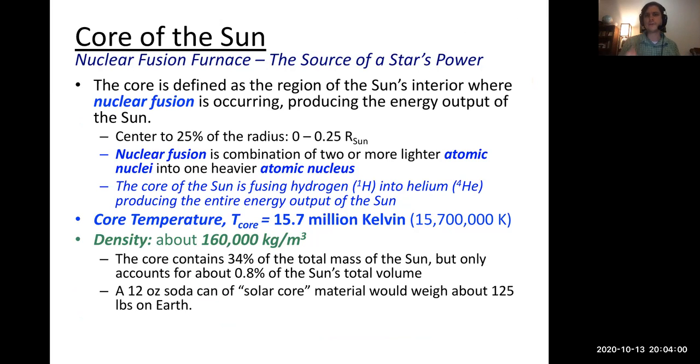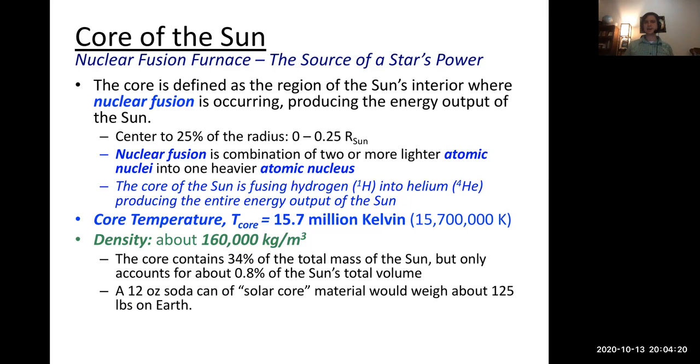So the core of the sun, the very central regions of the sun. And the way we're going to talk about this is we're going to go from the center outward. So we would say that the core goes from the center of the sun to about 25% of the way to the surface, from about 0 to about 0.25 solar radii.